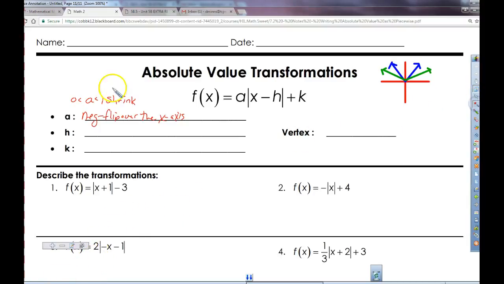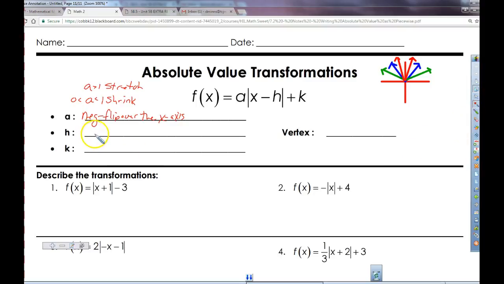Okay, now if your A value instead is greater than 1, that's called a stretch. And a stretch is when the graph gets thinner. So let's change colors here one more time and go with red. And if we had a stretch, if the blue is the parent function and the green is a shrink, a stretch would be up here. It'd be narrower than your parent function and look something like that. And again, that is if A is greater than 1.